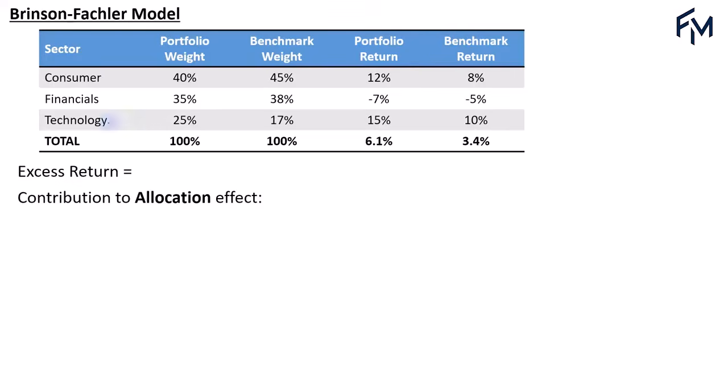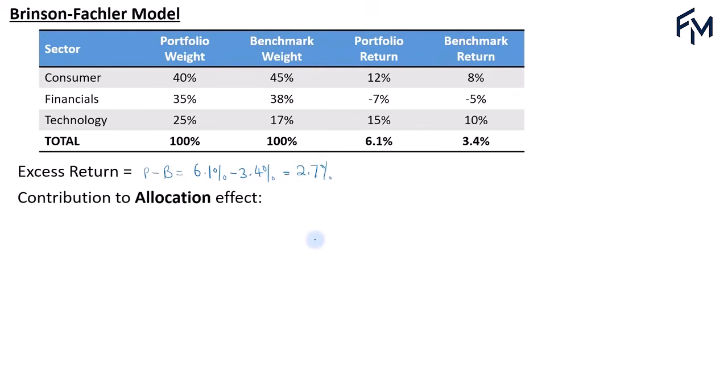So let's say we have three sectors here: consumer, financials, and technology. And we are given the portfolio weights, the benchmark weights, portfolio return, and benchmark return. The portfolio return is 6.1% and the benchmark return is 3.4%. If we calculate the excess return, which is the portfolio return minus the benchmark return, that will be 6.1% minus 3.4%, which equals 2.7%. So what contributes to this 2.7%?